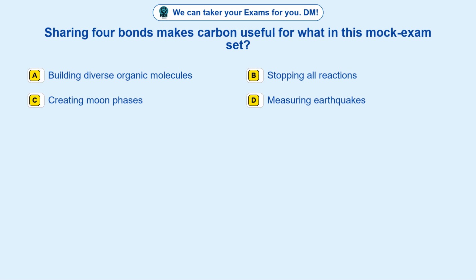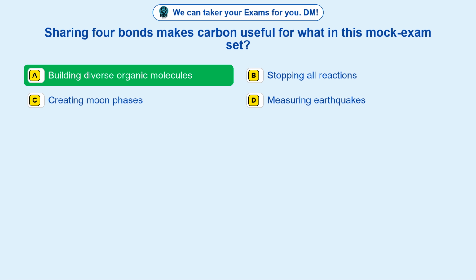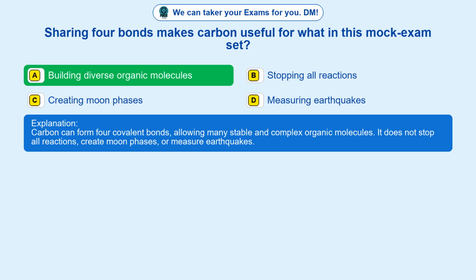Question 52. Sharing 4 bonds makes carbon useful for what in this mock exam set? Option A, building diverse organic molecules. Option B, stopping all reactions. Option C, creating moon phases. Option D, measuring earthquakes. The correct answer is option A. Building diverse organic molecules. Carbon can form 4 covalent bonds, allowing many stable and complex organic molecules. It does not stop all reactions, create moon phases, or measure earthquakes.